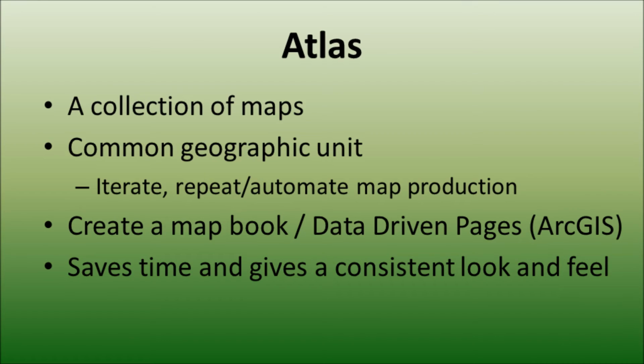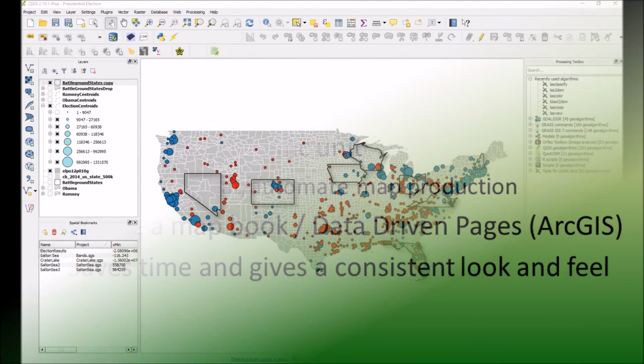Lastly, we'll just take a quick look at the Atlas function in Print Composer. An atlas is basically a collection of maps. In this case, we're going to iterate over a common geographic unit to basically repeat or automate map production. This is also known as creating a mapbook or data-driven pages in ArcGIS. This helps to save time and also helps give maps a consistent look and feel. In this example, we'll look at our presidential election map with results by county.